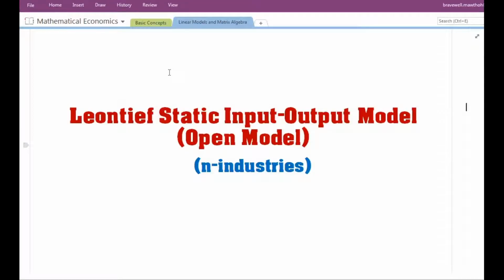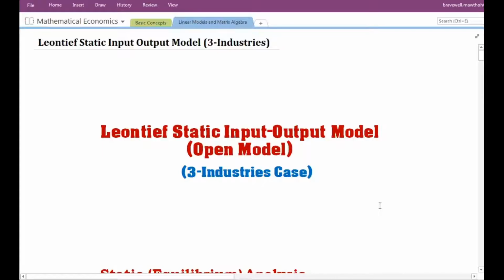In this video, we are going to discuss the Leontief static input-output model. There are two models, the open model and closed model. In this video, I am going to discuss the open model. For understanding purpose, before proceeding to n industries, I am going to discuss first the three industries case, so that it will be easy for us to understand the model.